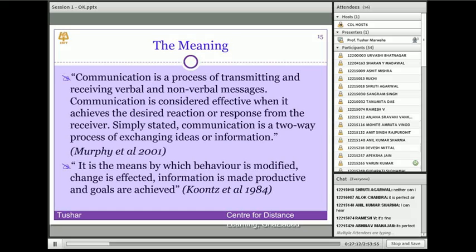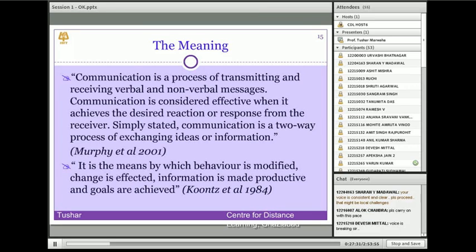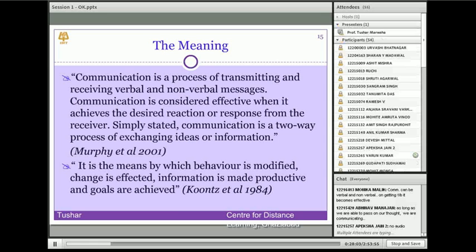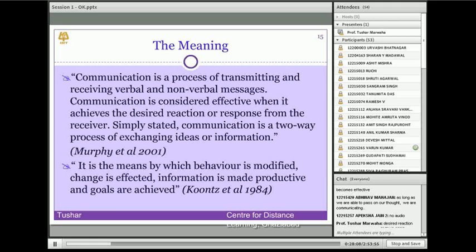Okay, so once we go through this first definition, what does the first definition tell you? Now in this definition, what is the important thing that we can see from here? What is the key point? The key point here is when it gets the desired reaction. The keyword here is desired reaction. That is the keyword.